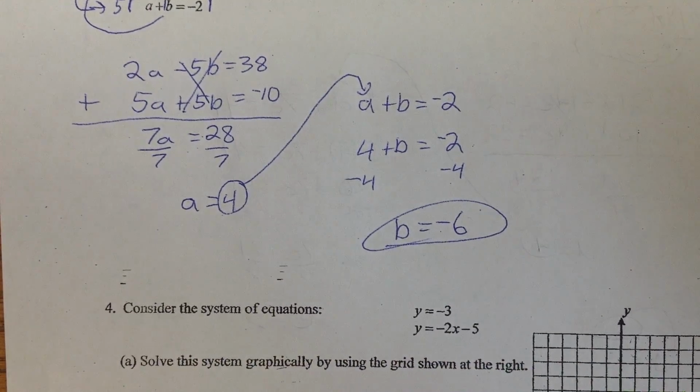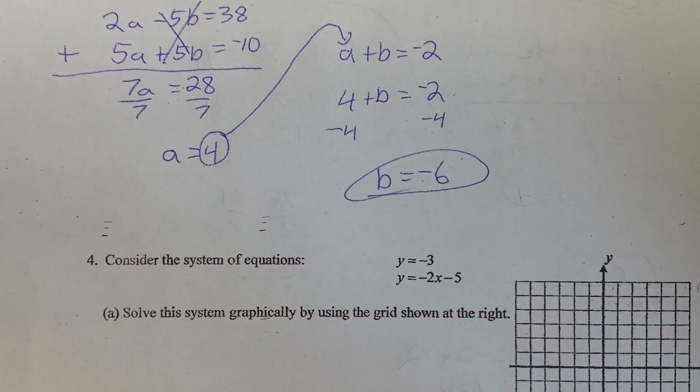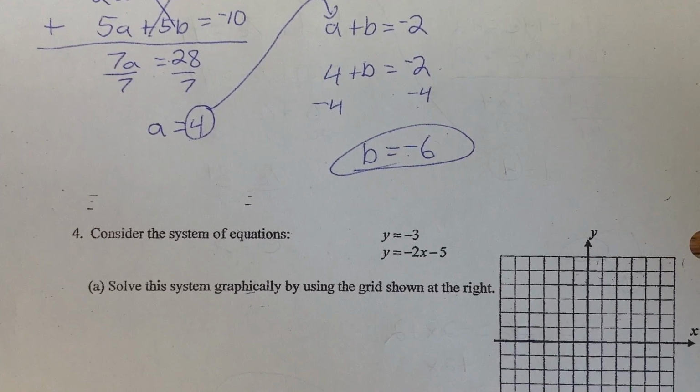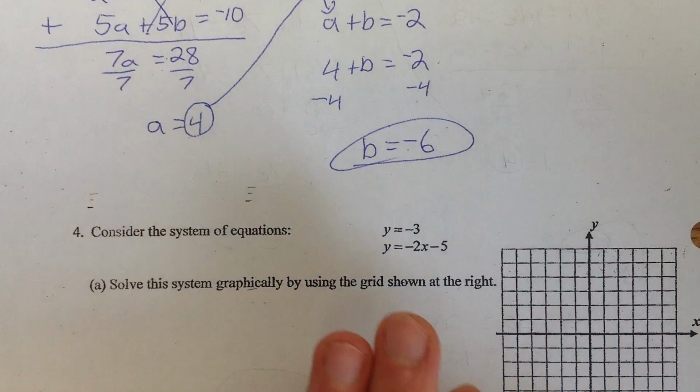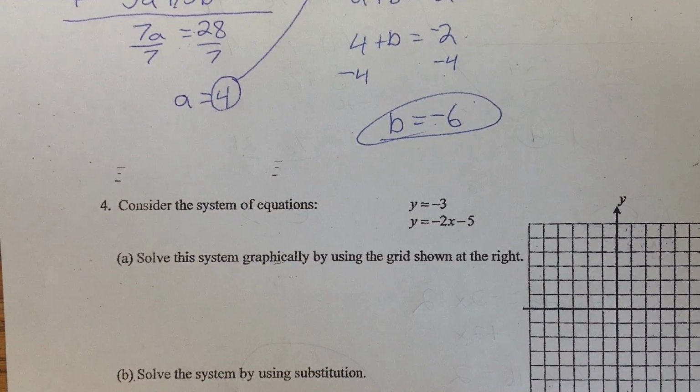All right, number 4, consider the system of equations. Solve this system graphically by using the grid shown at the right. All right, so we have 2 equations here, and we're going to graph both of them.